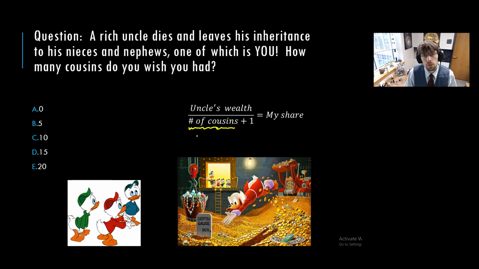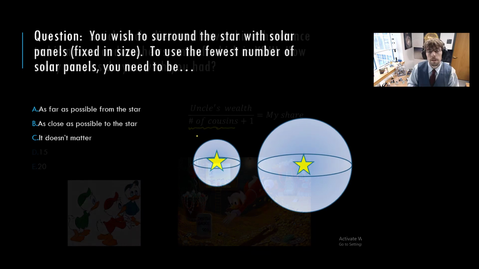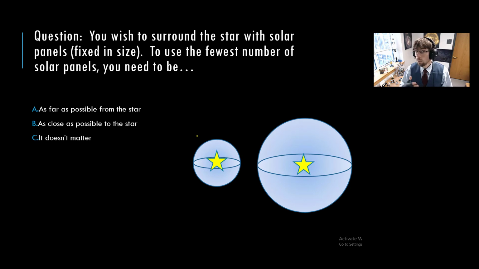Okay, so here's the next question for you. This is getting into our discussion about luminosity versus brightness. How bright an object appears to be versus how bright an object is. Say that you want to surround a star with solar panels. Okay, you want to collect all of the light coming from that star. In order to use the fewest number of solar panels, do you want to surround the star far away from the star, or do you want to get as close as possible to the star in order to encompass it with solar panels?